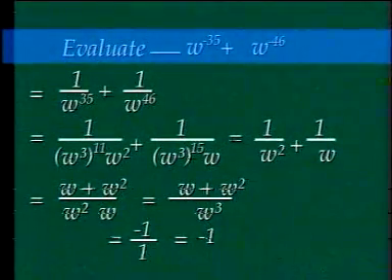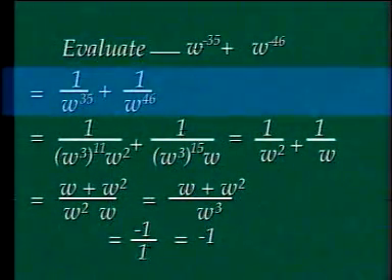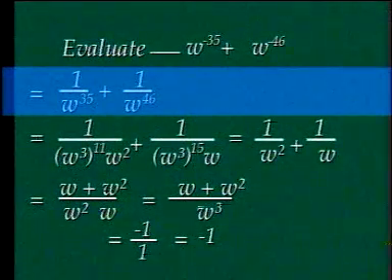This is a valuation problem, where we will give values to different cube roots of unity. Let's see how. This is given: evaluate omega power minus 35 plus omega power minus 46. We will change them into positive, that is 1 over omega power 35 plus 1 over omega power 46.